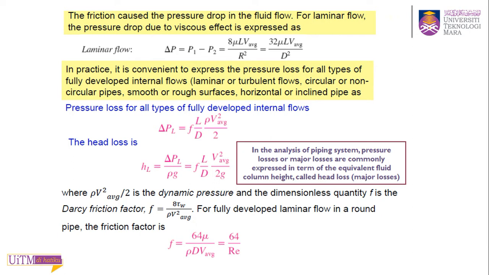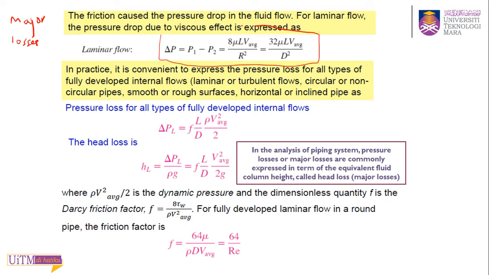Now we are talking about the major losses, due to the friction. The friction causes the pressure drop in the fluid flow, the major losses. And we know we have two different types of flow, one laminar and one turbulent. For laminar flow, to calculate that pressure drop due to the friction, we can use this first equation.